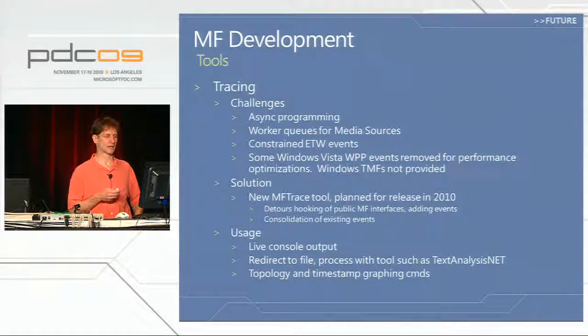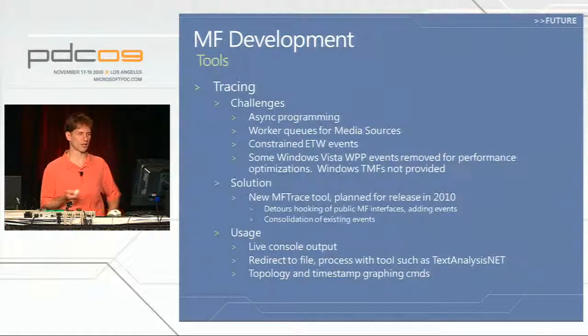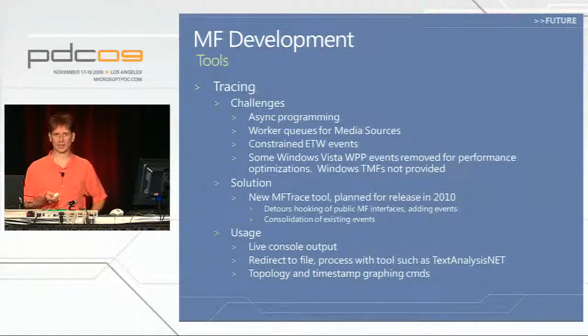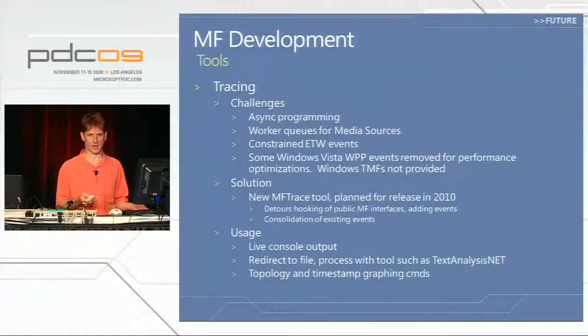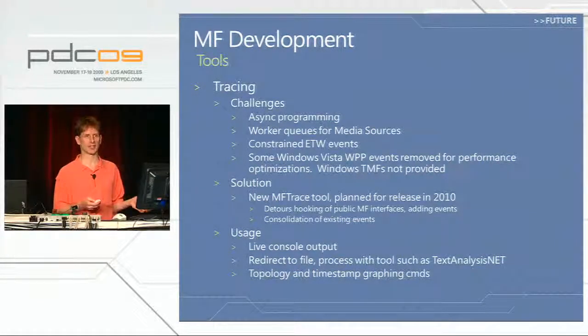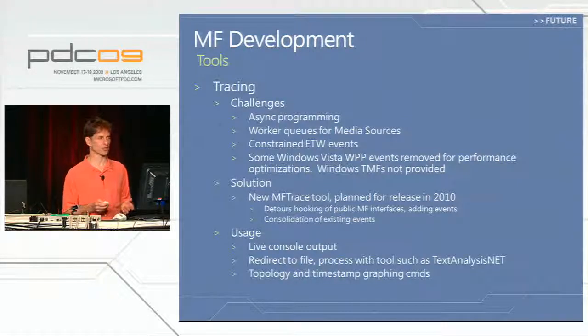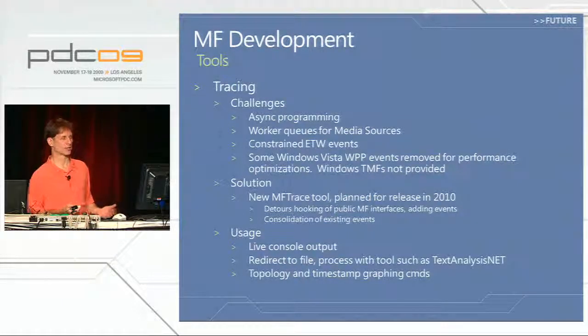We also have a set of WPP events internally that were there for Vista, and we made use of those for debugging purposes primarily, a lot of function entry, exit, and such. That also caused some performance overhead even on released binaries. In optimization, we removed some of these things for Windows 7, so we said, well, we need a way to get this back.